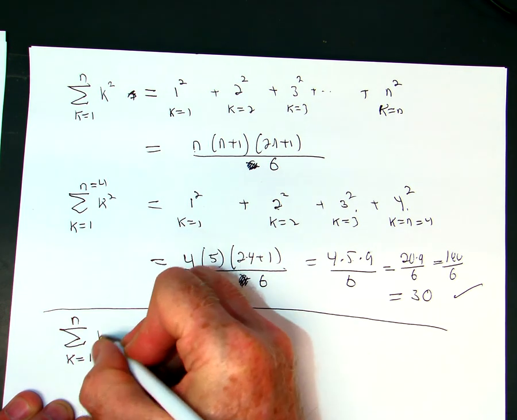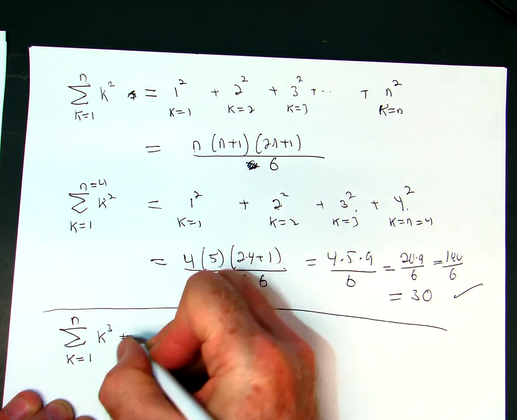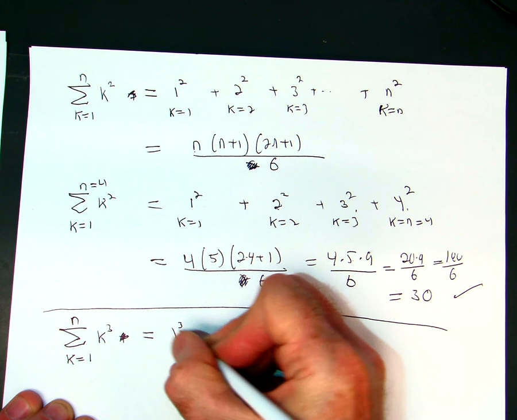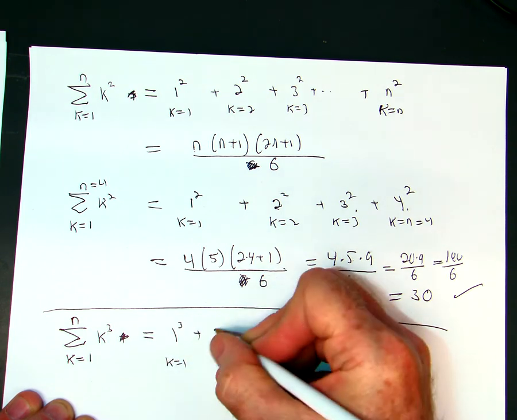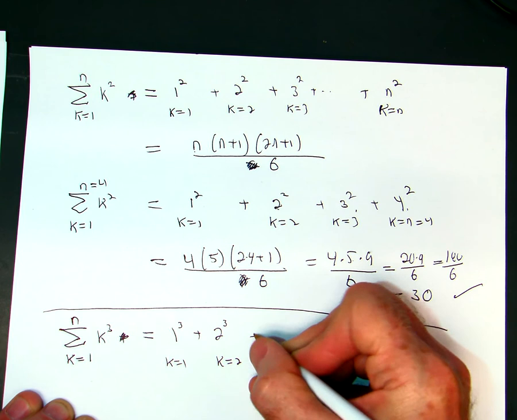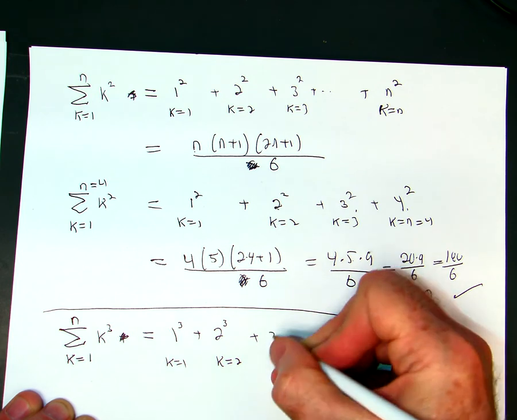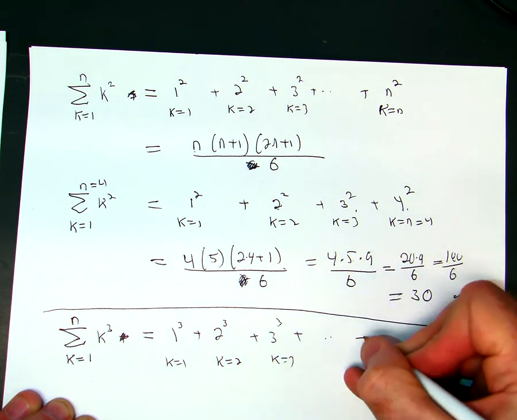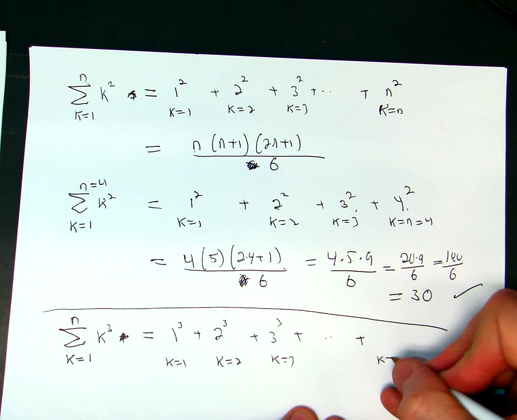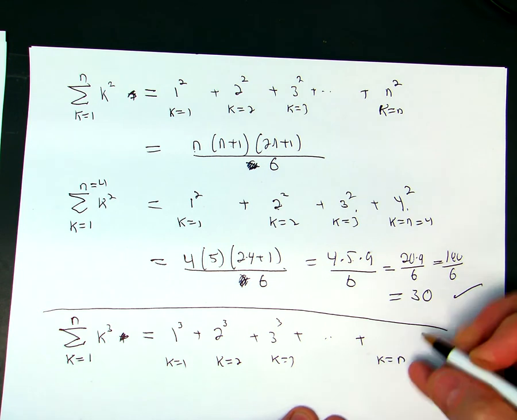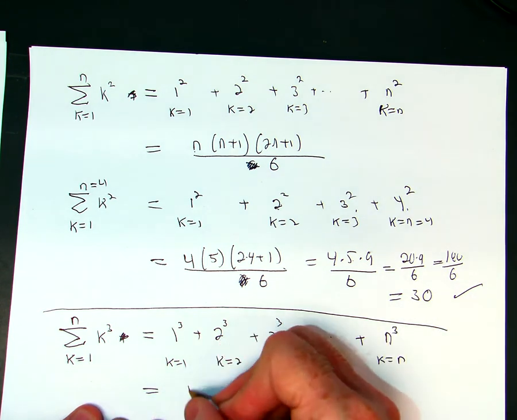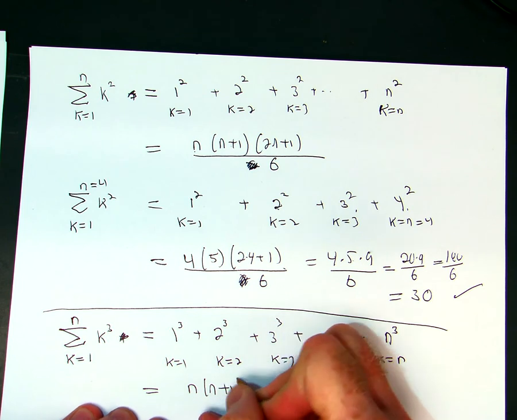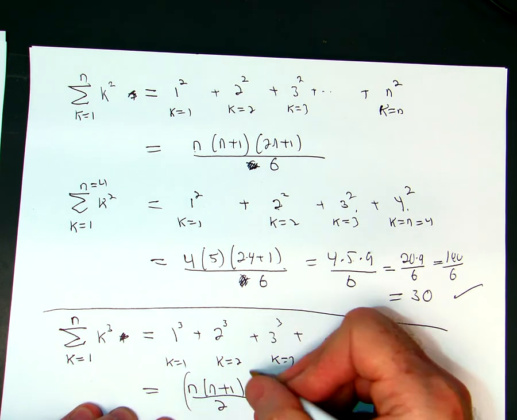Okay. I'm going to give you one more formula. And this is the sum of the cubes. Oops, I keep doing that. 1 cubed. Sorry, let k is equal to 1. Let k is equal to 2. I get 2 cubed. Let k is equal to 3. I get 3 cubed. And I go all the way up to k is equal to n, which would be n cubed. Now this has an interesting formula. It's n times n plus 1 over 2 squared.